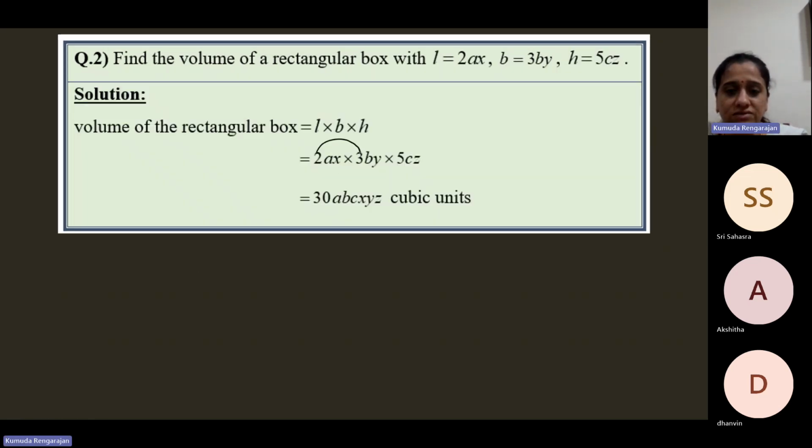So 2 into 3 is 6, 6 5s are 30. Then you can see A, B, C, X, Y, Z. It's like you're multiplying A into X, into B, into Y, into C, into Z.